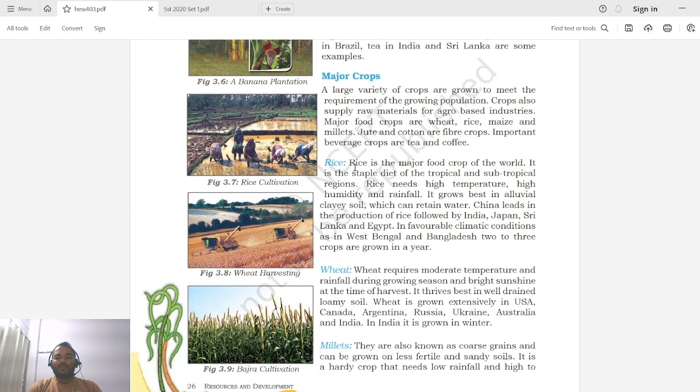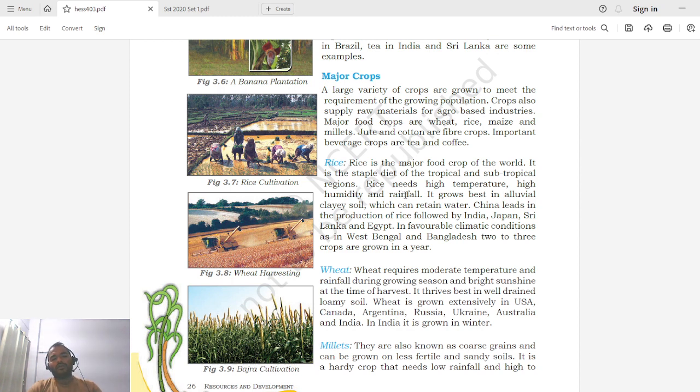So first is rice. Rice is the major food crop of the world. If you see, the most produced crop across the world is rice. It is the staple diet of tropical and subtropical regions. Rice needs high temperature, high humidity, and rainfall. So for the cultivation of rice, we require high temperature, high humidity, and rainfall, right?